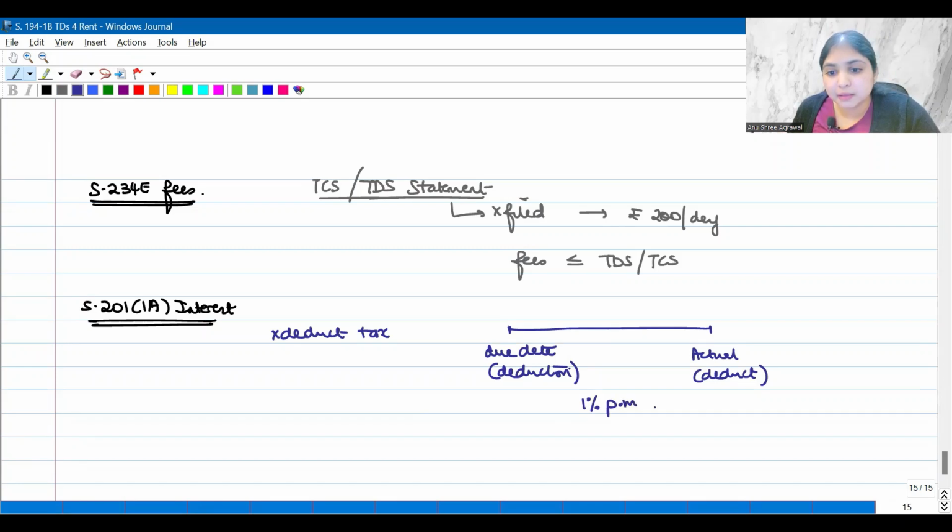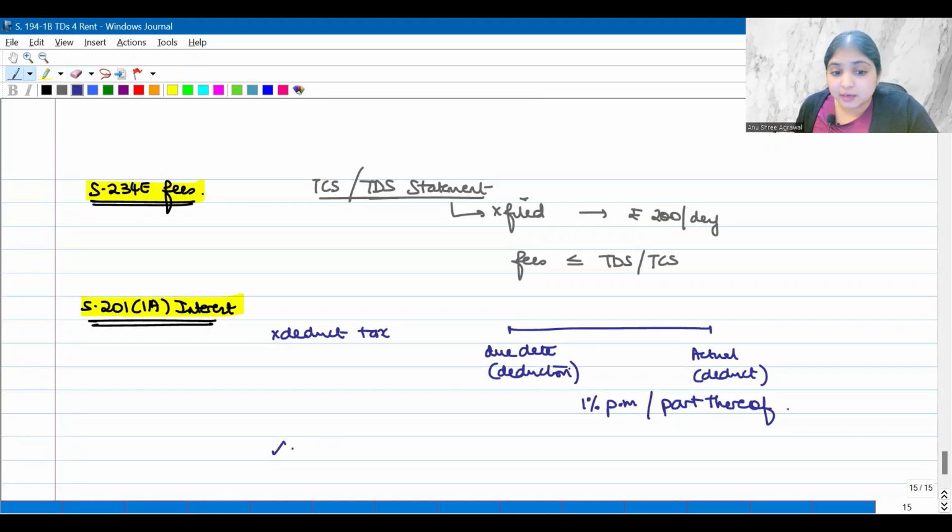1% per month or part thereof is going to be 201(1)A interest. Like for example, if this period of delay is 3 months and 6 days, even a part of the month we will count as a full month. So 3 months, 6 days, we will count it as 4 months. So for these 4 months, 1% per month interest we'll have to pay. That is 201(1)A interest. So 201(1)A interest is going to be 1% per month or part thereof.